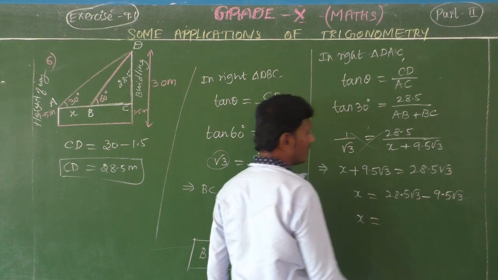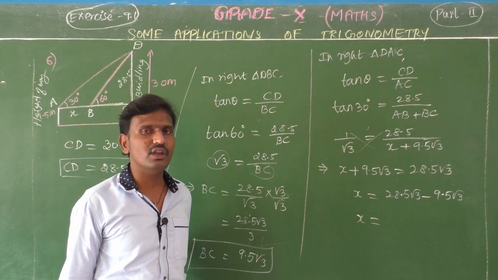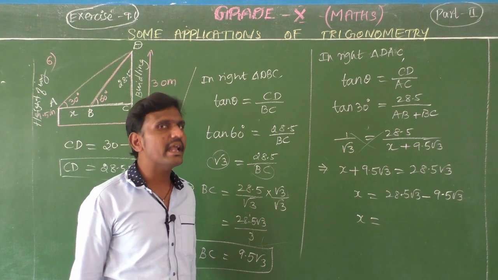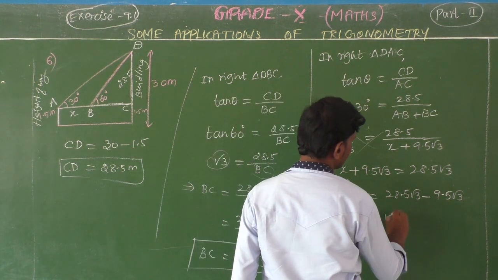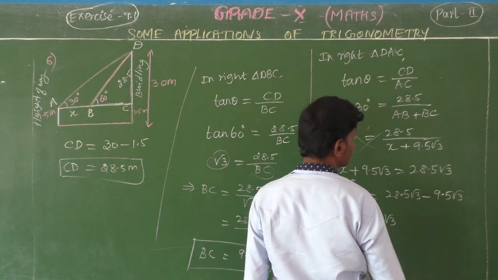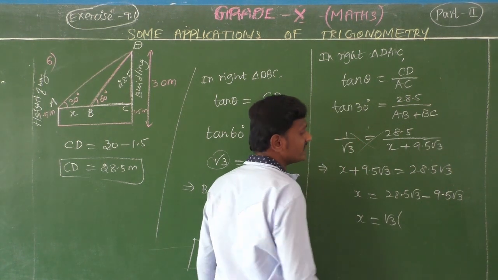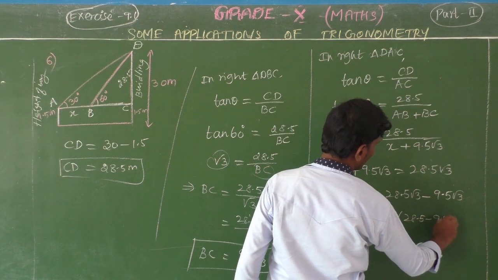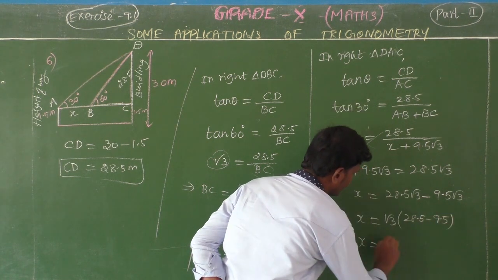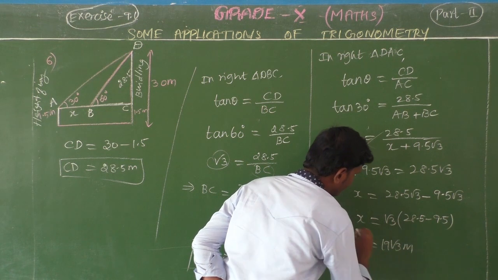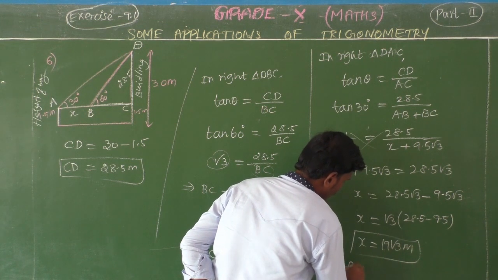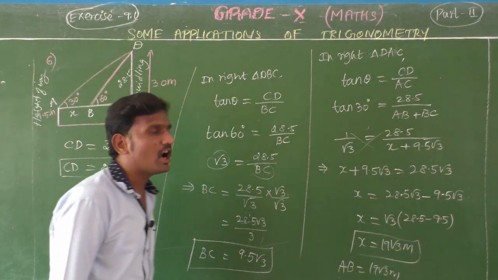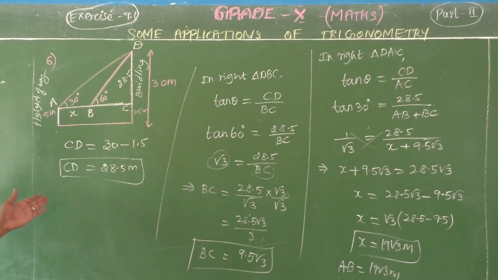So X equals what will come, students? 28.5 root 3 minus 9.5 root 3, so 28 minus 9 is 19. Otherwise take root 3 in common: 28.5 minus 9.5. So the 0.5 cancels, and 19 root 3 meters. So 19 root 3 meters is the distance walked by the boy. Have you got it, children?